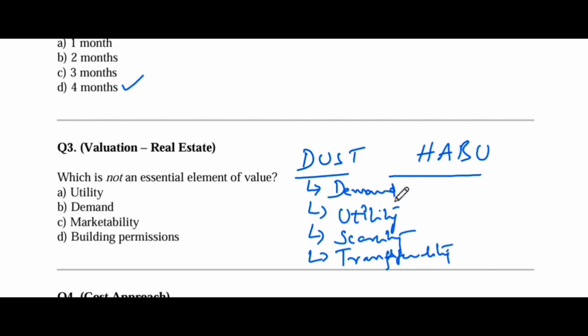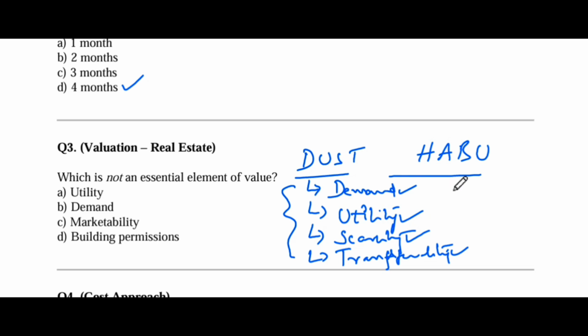So the property location or property construction structure should have high demand. Utility means it is for commercial or residential, which purpose it is being utilized. Scarcity means it should be rarest of the rare. Transferability means it should have all legal clearance for transfer of the property. Okay, this is DUST.